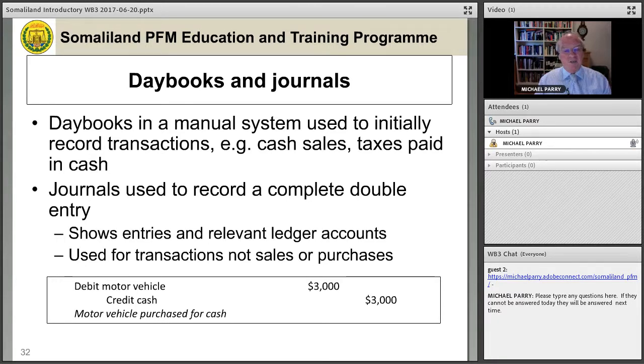Well, I haven't stated it here, but obviously in any journal, debits must equal credits, the basic rule. So our example here is a motor vehicle is purchased for cash, $3,000. So you debit the motor vehicle account, you credit the cash, the bank, and you put a brief description. All computer accounting systems will have a facility to make journal entries because there will always be a number of transactions which don't fit into the standard formats.